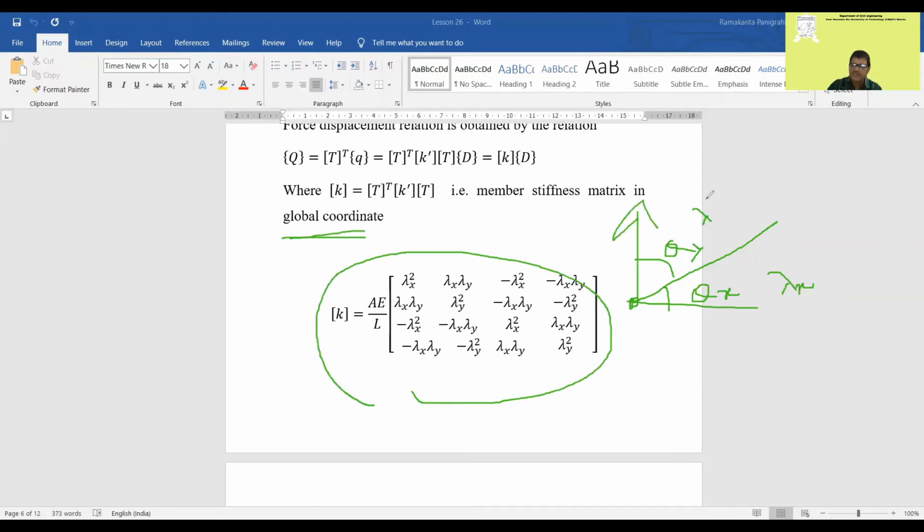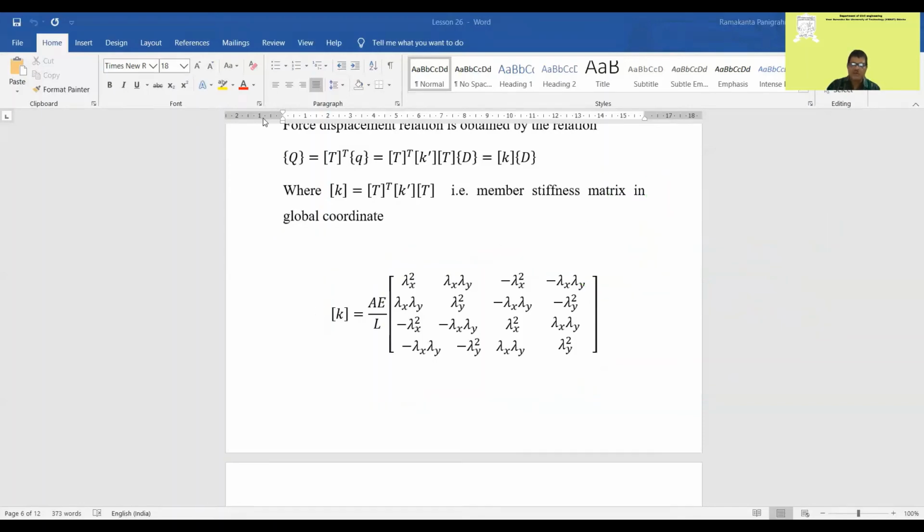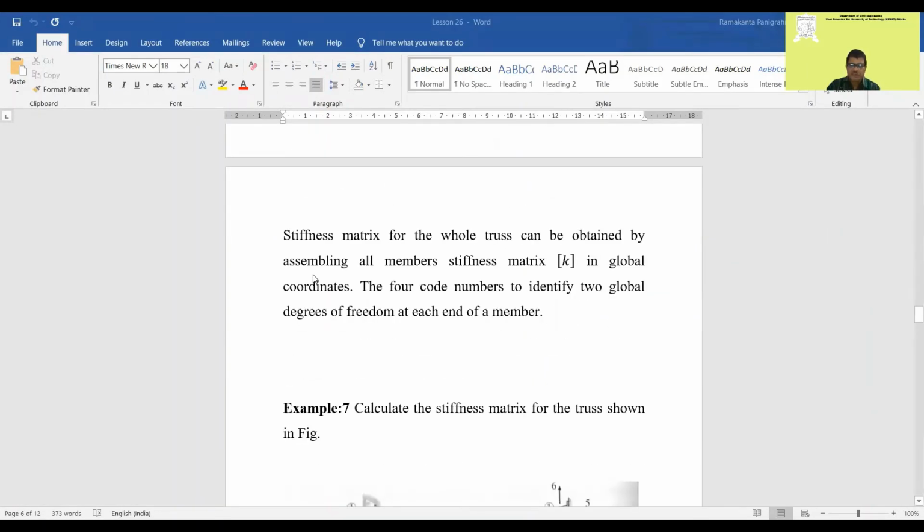Global means this is x, this is y. What is local? This is x dash, this is y dash. So put the values to find out this relationship, and you can find out this global and local stiffness. So I think you understand how to find out the local and global stiffness matrix of a member. Then look at some examples. The stiffness matrix for the whole truss can be obtained by assembling all member stiffness matrices in global coordinates.